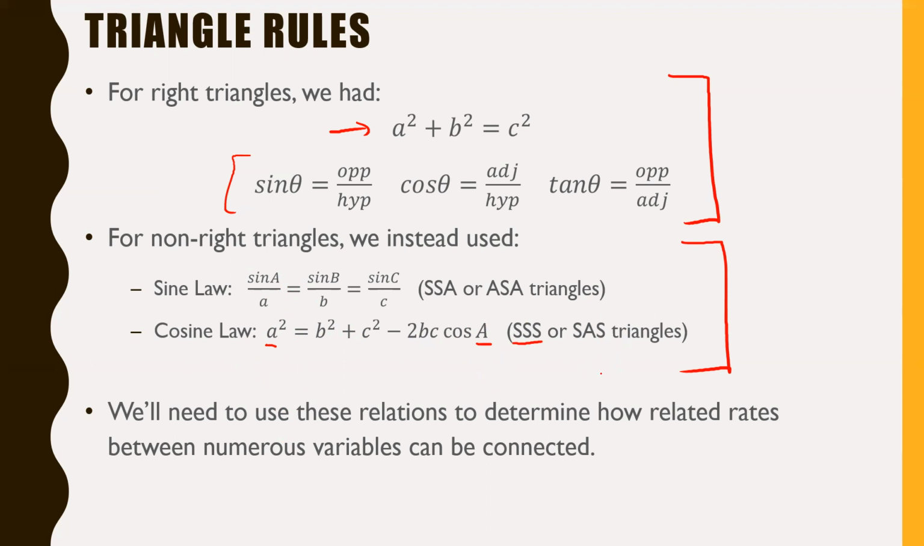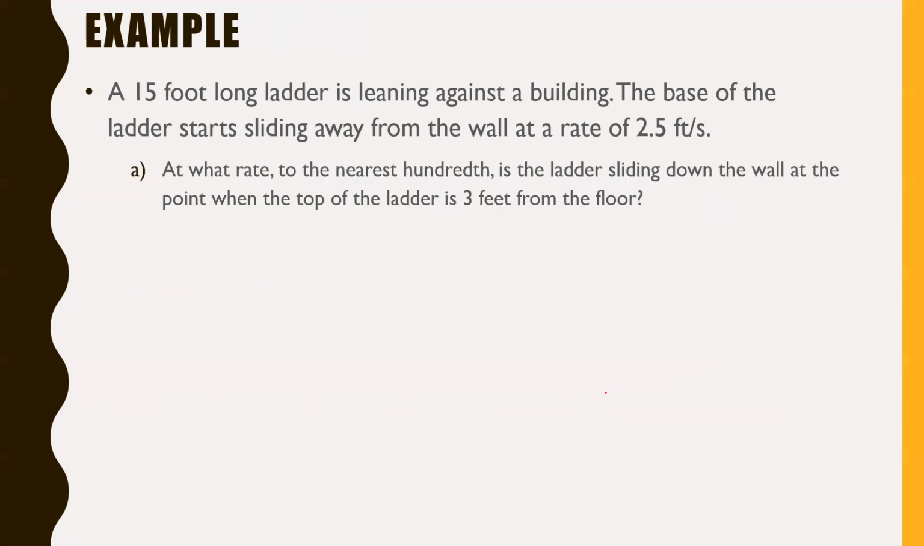So we're going to need to use these relations to determine how related rates between numerous variables can be connected. You're going to find out with triangles here, as opposed to three-dimensional shapes, there's a lot more variables to keep track of. So follow along as we go over this first question here.